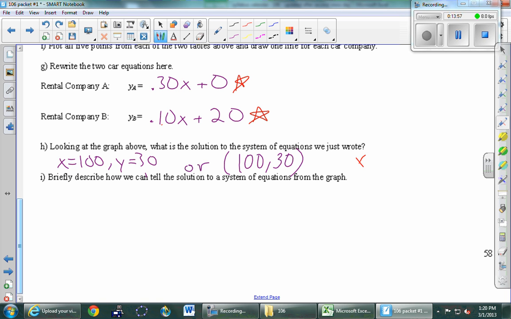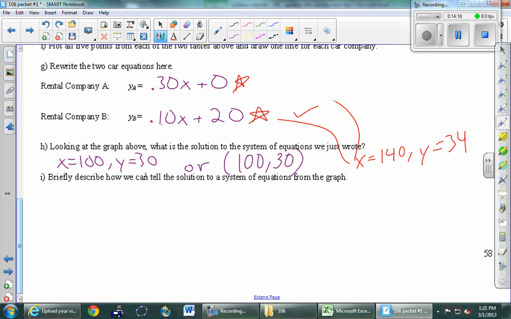If we tried, for example, x is 140 and y is 34, look at your two tables. That satisfies one of the equations. Which one does that satisfy? It's B. This point satisfies company B's equation. So this one works here.